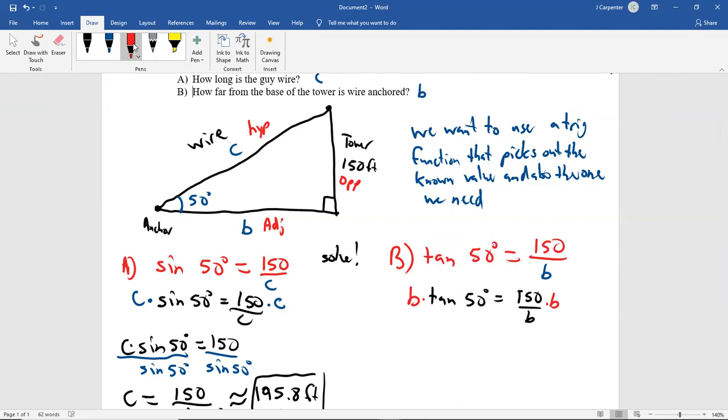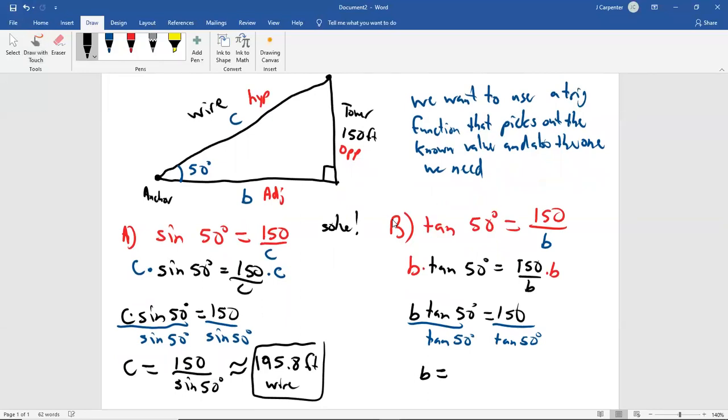So b times tangent of 50 degrees is equal to 150. But we're trying to solve for b, so we divide both sides by the tangent of 50 degrees. That's just a number. I'm not showing you what it is, but it's just a number. So b equals, after the canceling, 150 divided by the tangent of 50 degrees.